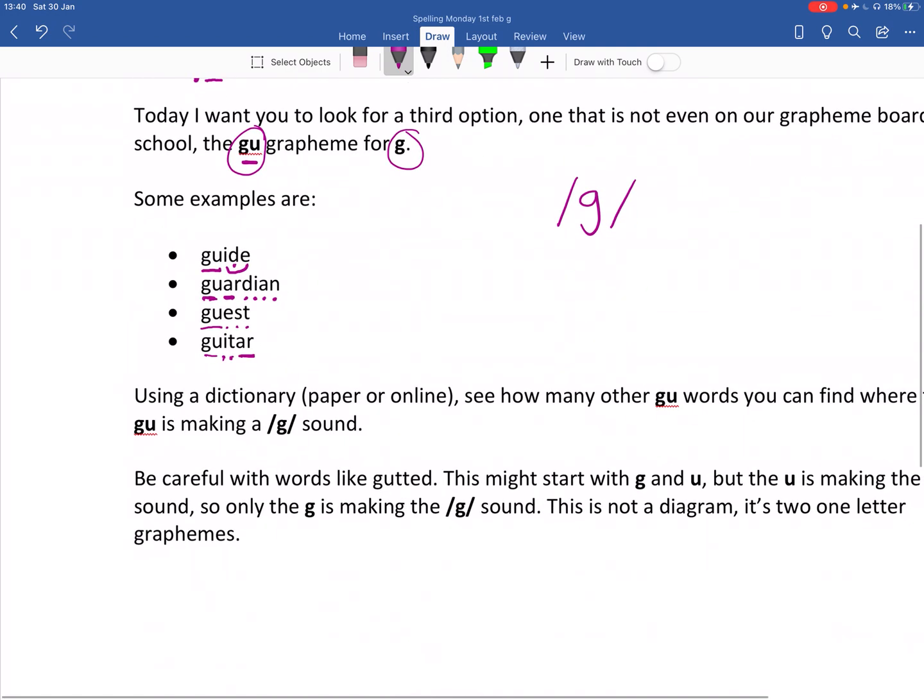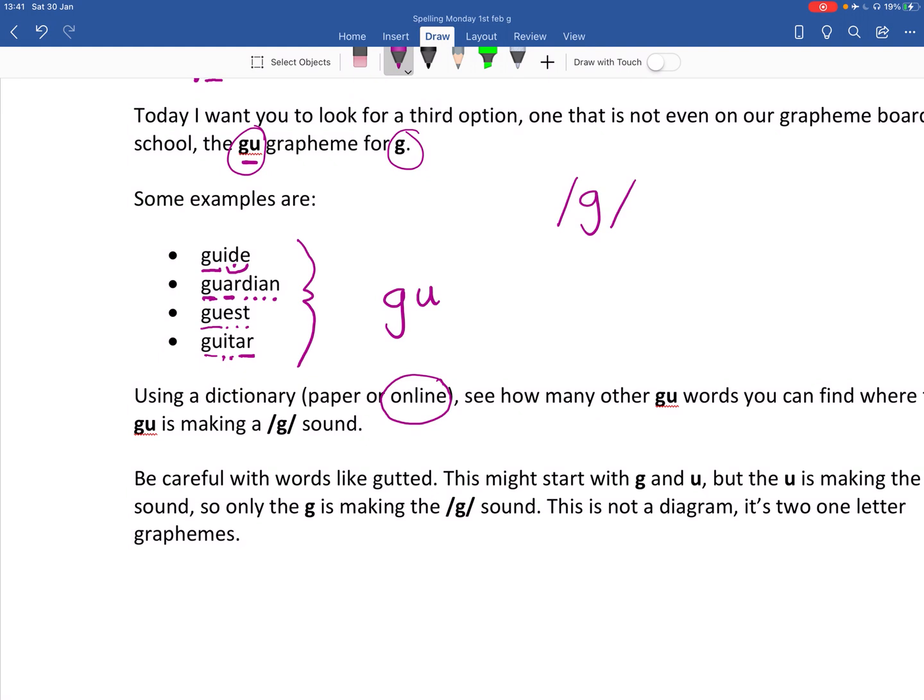Now, all I want you to do today is I've given you 4 words where the g sound is written with a G and a U, and I want you to find more. And there are more. Use a dictionary. If you don't have an actual dictionary at home, an actual paper dictionary, there are many, many online, but make sure you use an English dictionary, not an American dictionary or a French dictionary. I think Google itself has one, there's Wiktionary, which is a Wikipedia dictionary, but you can also get onto the Oxford one. That's probably a good one to use.